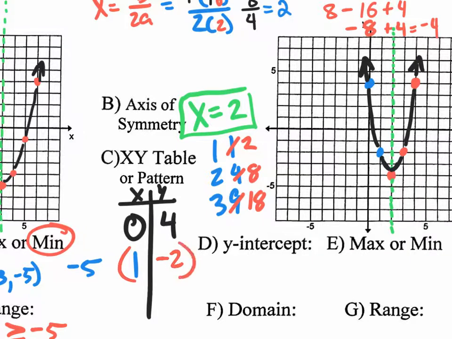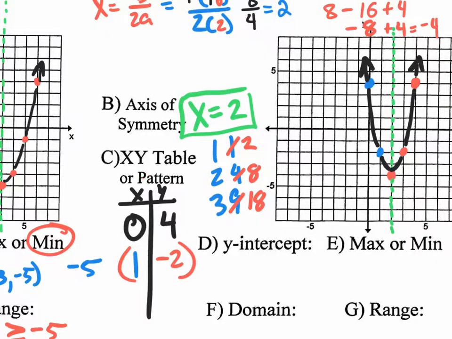And that's the actual coordinate. If I went to the coordinate 1, negative 2, I'd get that other blue dot, and I'd reflect both of them over to the other side, and I have that same parabola. So it's totally up to you if you want to use the pattern, but you have to modify it because the A value is 2, or use an XY table.